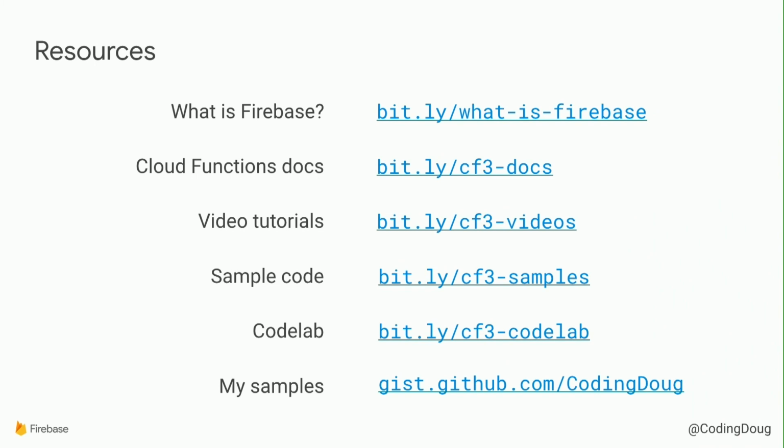There's a ton of sample code. I think there's something like 30 or 40 different samples, much like the ones that I just did. There's a code lab you can walk through. And then I have a bunch of gists. These two demos, the copy scores to sheet and the on-upload image, I have stored as gists. And also my GitHub repo is full of other projects where I use Cloud Functions.